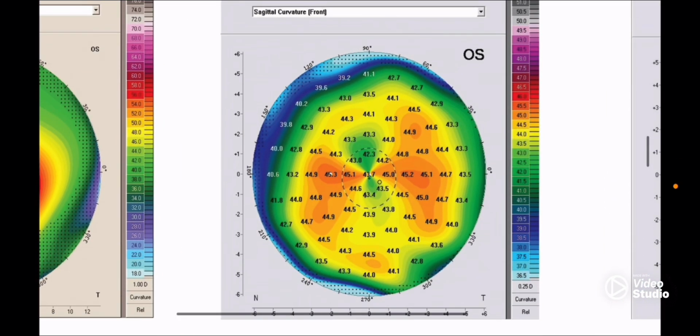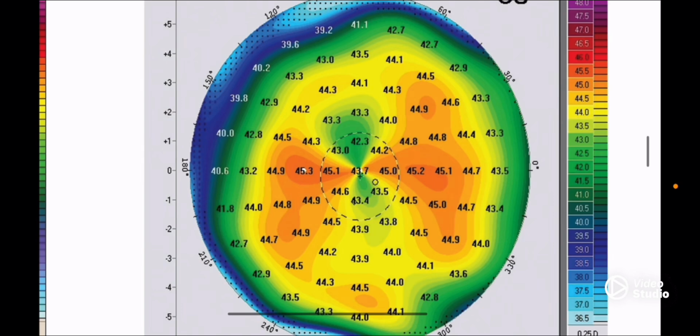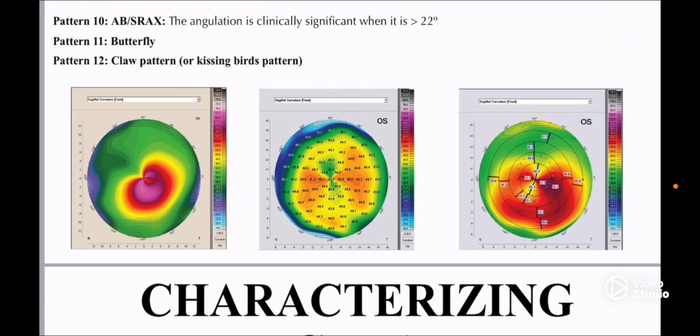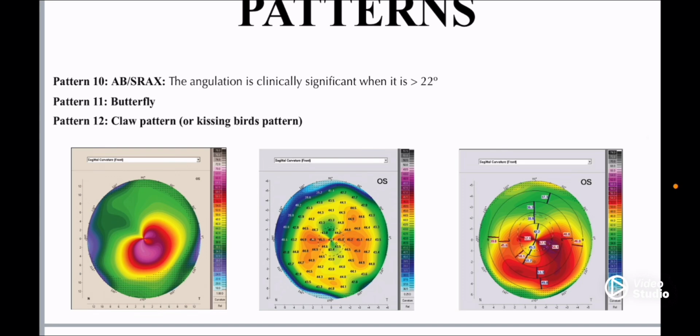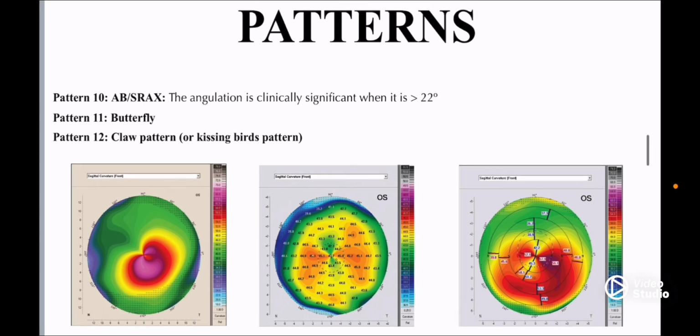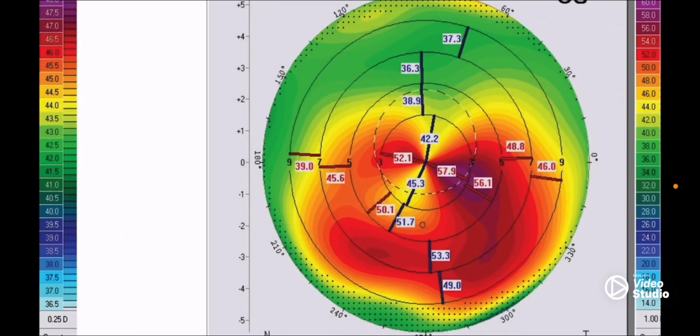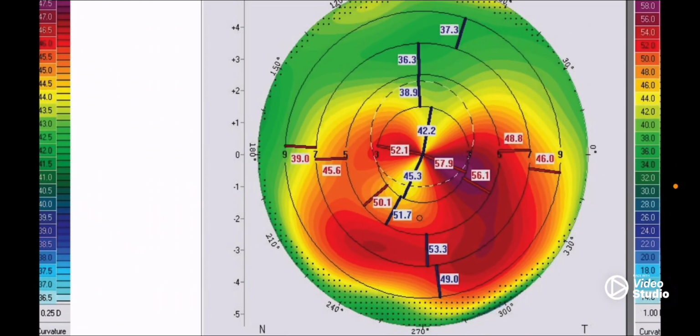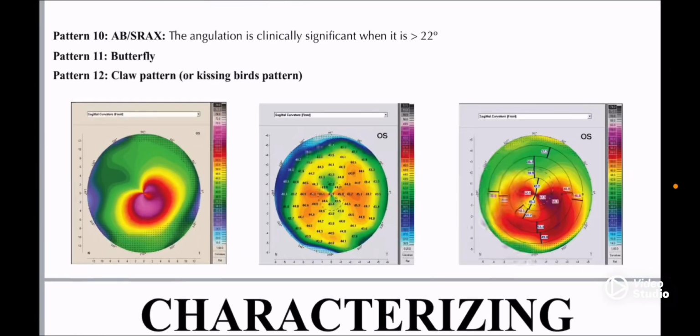Butterfly pattern is this. As you are able to appreciate, the red part is almost of the shape of a butterfly. This is known as butterfly pattern. And the next or 12th pattern in this slide is kissing bird pattern or claw pattern. In this, you will be able to see the red area is almost intersecting at the center. This is known as kissing bird pattern or the claw pattern.